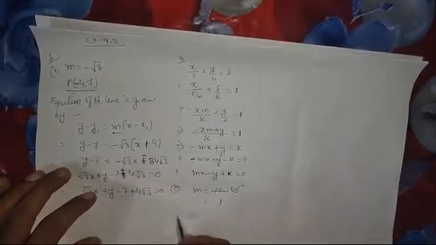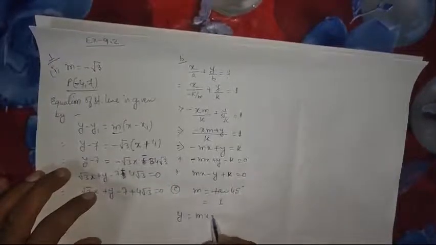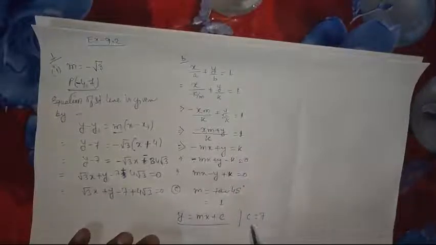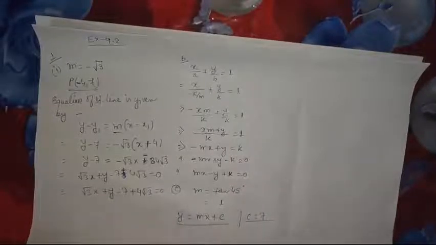Now just put it in y equals mx plus c. It will be easy. Why mx plus c? Because x1 and y1 are not given to us. If you see, x and x1 are not given to us, right? And what is the value of c? c will be 7. I've given everything. Just put it in and get the values. Is it clear or not?